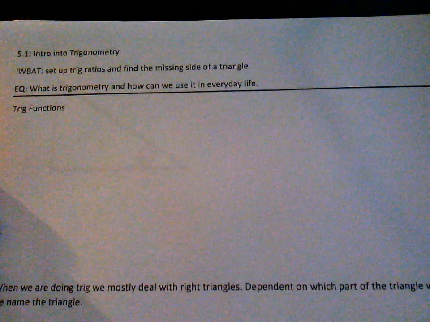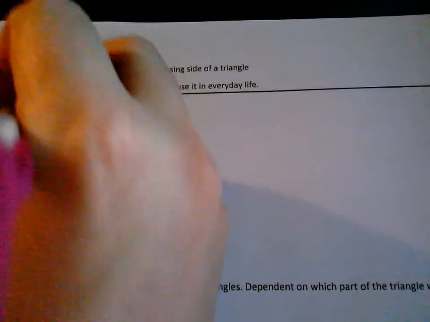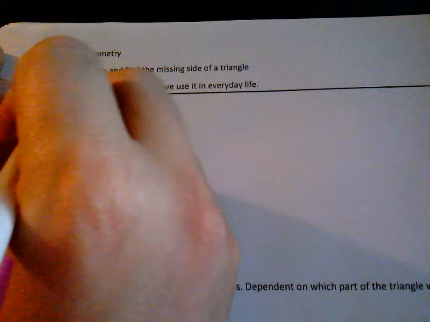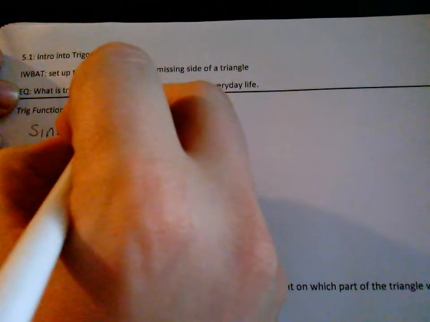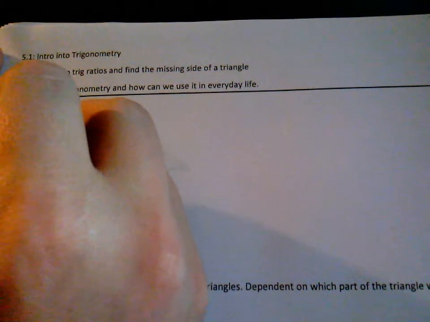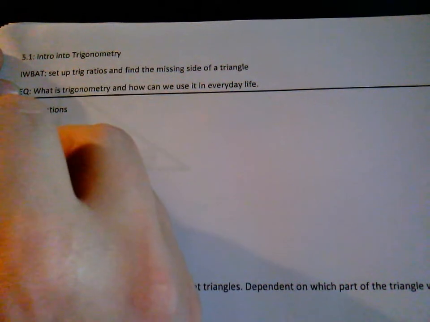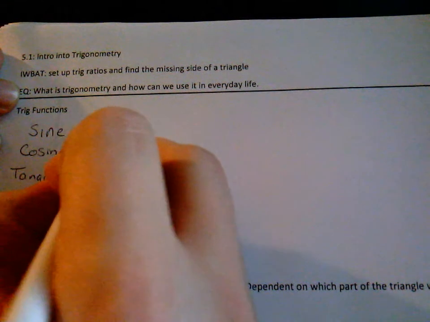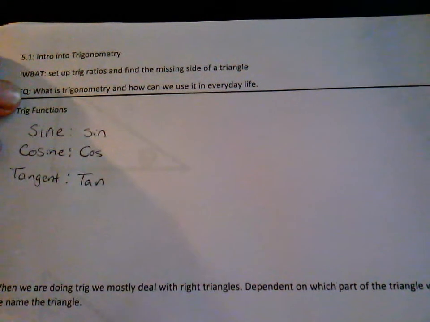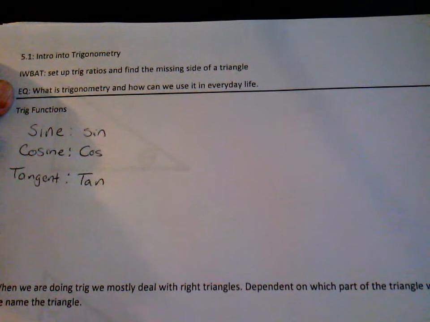The first thing you need to know is the three main functions of trig. It's called sine, also known as sin, cosine, also known as cos, and tangent, also known as tan. Okay, so these are your three main trig functions. Later on there are actually more trig functions than the main three, but these are the three that we need to know.